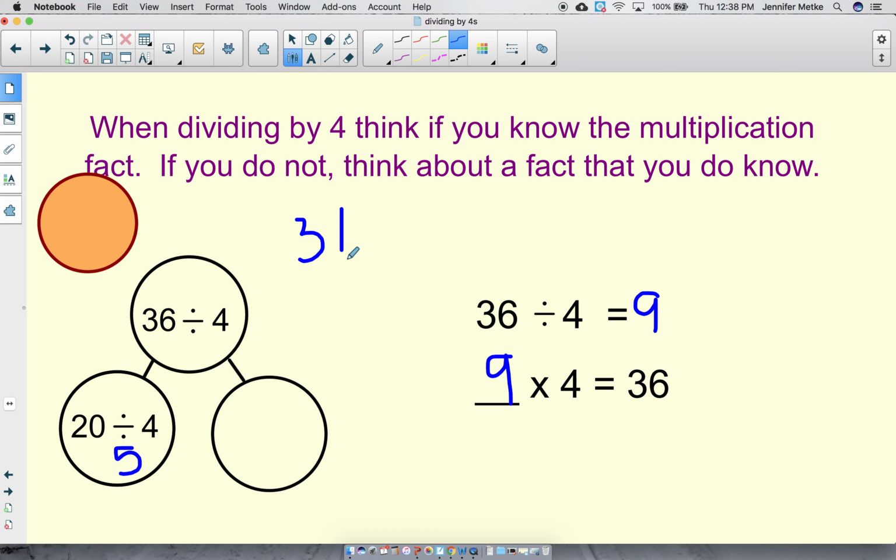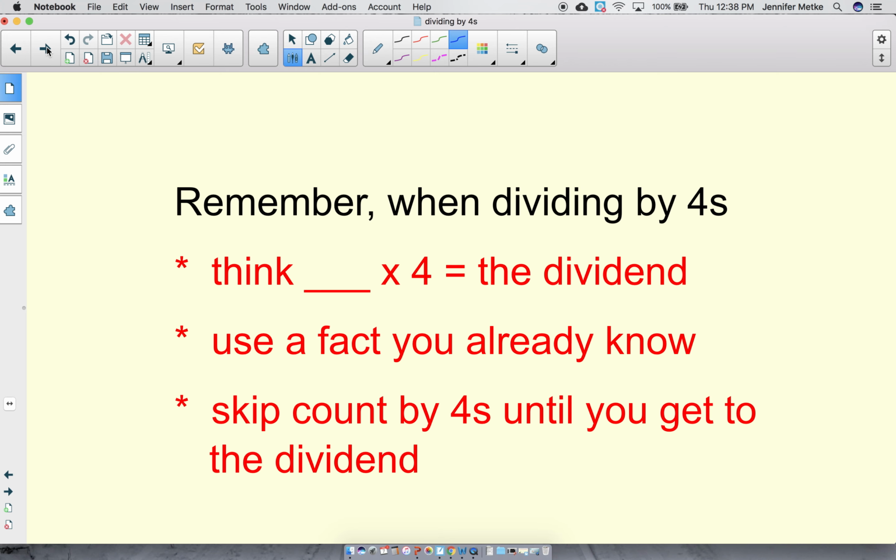So I had 36, and I've used up 20. So here that's really nice mental math because I'm ending in a 0 here, and I know 36 take away 20 is 16. So I have 16 left in my total. 16 divided by 4 is 4. And now I just have to take those two parts. I have to take the 5 and the 4 of my quotients, I put those back together, and I know that my quotient for 36 divided by 4 is 9.